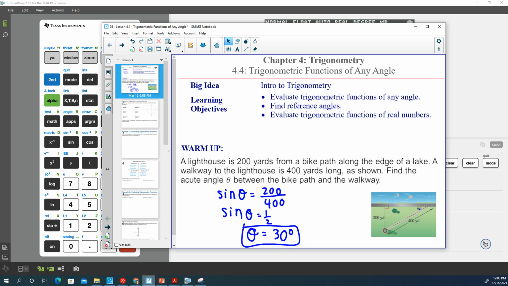Okay, so I liked that problem because I haven't really quite shown you how to solve for the angle yet. But with our practice of the unit circle, I wanted to see if you maybe recognize that, and some of you did. So good job. Okay, there's the warm-up.